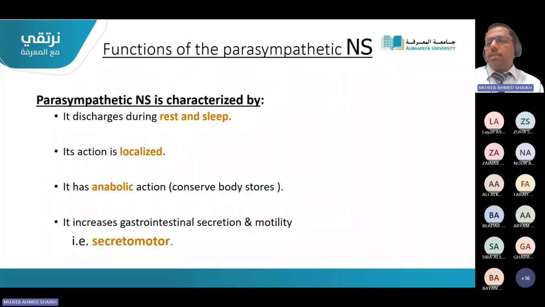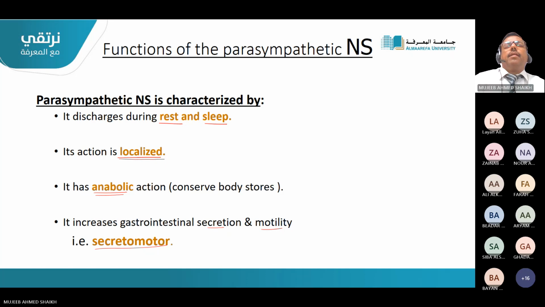Similarly, parasympathetic stimulation is more dominant or more active during rest or during sleep. And it is localized, not a generalized response, localized to a specific organ. It is body building or anabolic action, conserving the body stores. And it increases the secretion of the GIT and increases the motility. That's why it is secretomotor action. So this is a short description of overstimulation of the sympathetic or parasympathetic system.